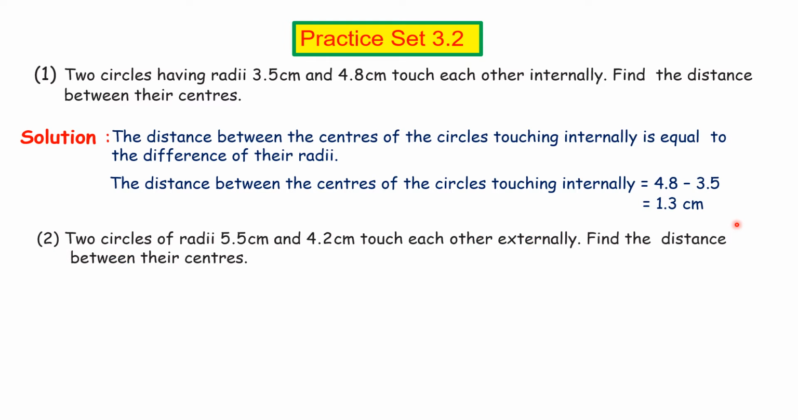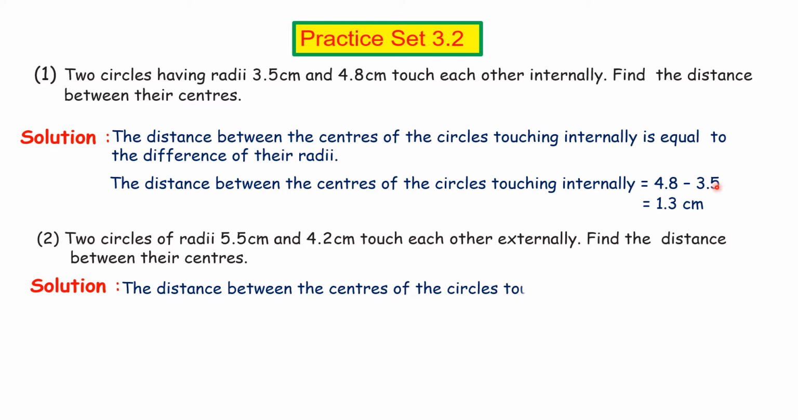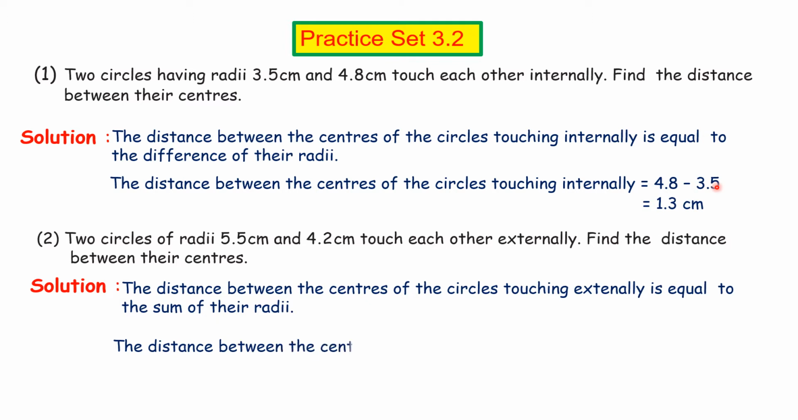centimeter. Second example. Here two circles of radii 5.5 cm and 4.2 cm touch each other externally. Find the distance between their centers. Solution. Write down the property: the distance between the centers of circles touching externally is equal to the sum of their radii. So the distance between the centers is 5.5 plus 4.2 is equal to 9.7 centimeter.